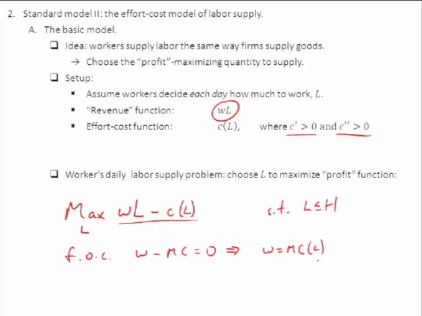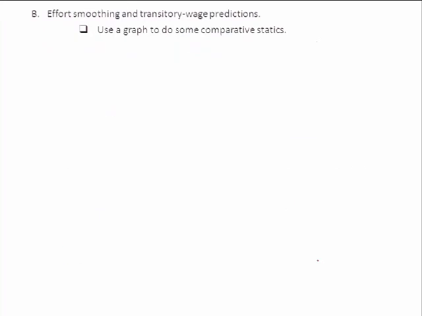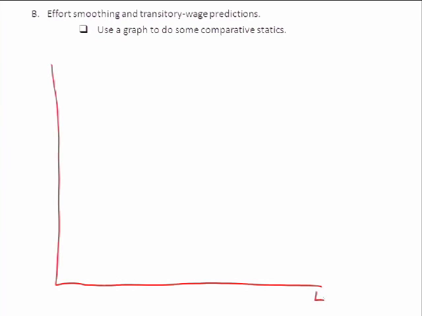So I guess I'll just do this on the screen. I may regret it. All right, let's do this. We'll have L over here, right? This is sort of inputs versus output. So how much labor, how many hours are you going to put into generating revenue for yourself? And then on this axis, we're going to map both the revenue that you earn and also the effort cost that you have to put out. So the revenue will just be WL, which is some straight line like that.